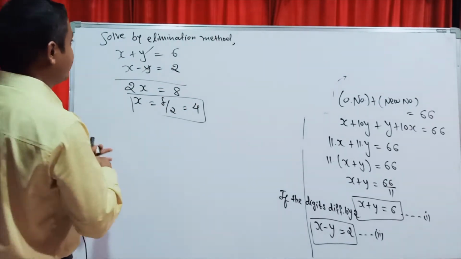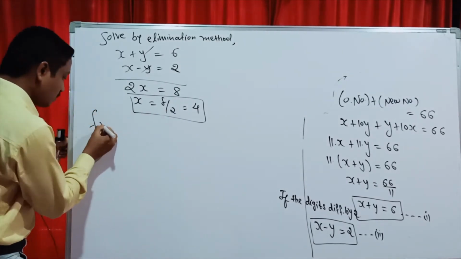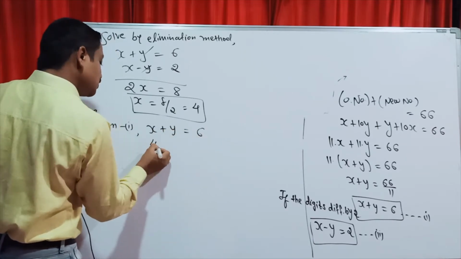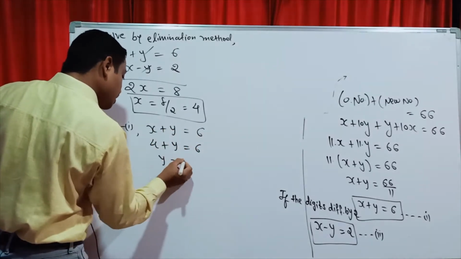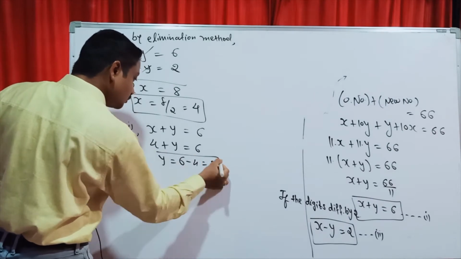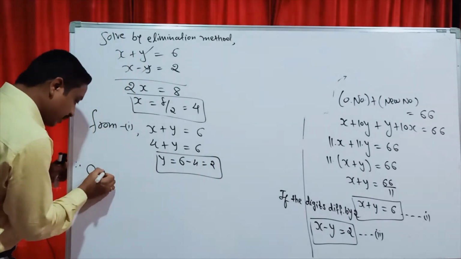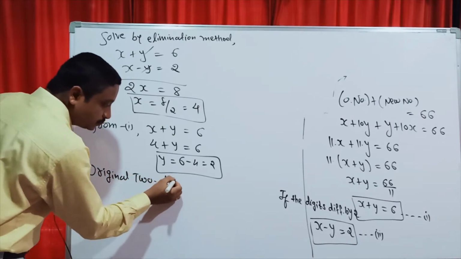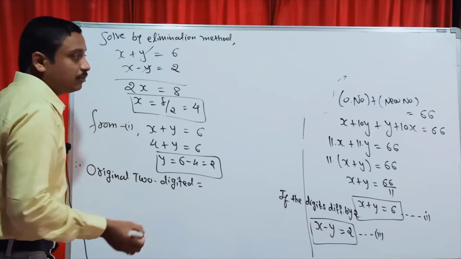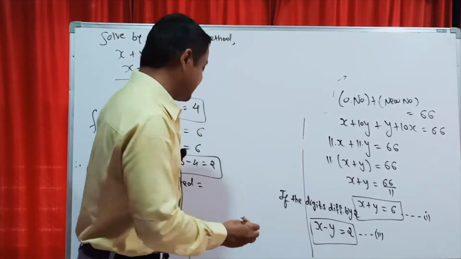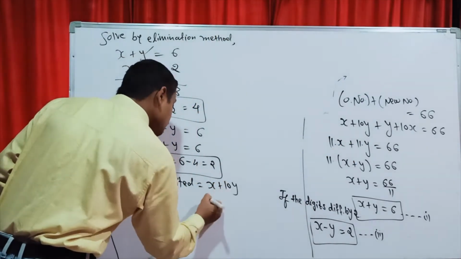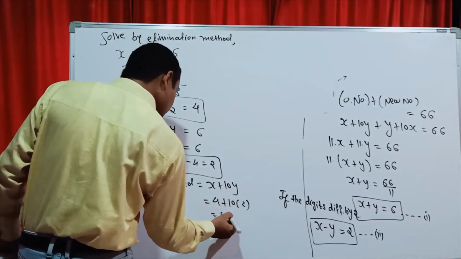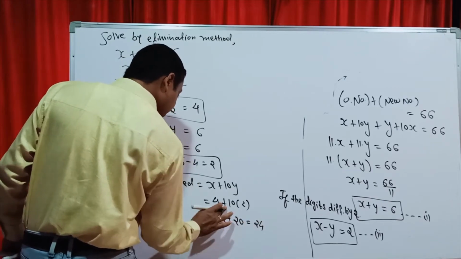So I just go from the first. My first is x plus y is equal to 6. So 4 plus y is equal to 6. Y becomes 6 minus 4, which is 2. Therefore, the original number is a 2-digit number. What's your original number? Already I assumed that. Yes, x plus 10y. So x I have known 4, y I have known 2. So 4 plus 20, which is 24.